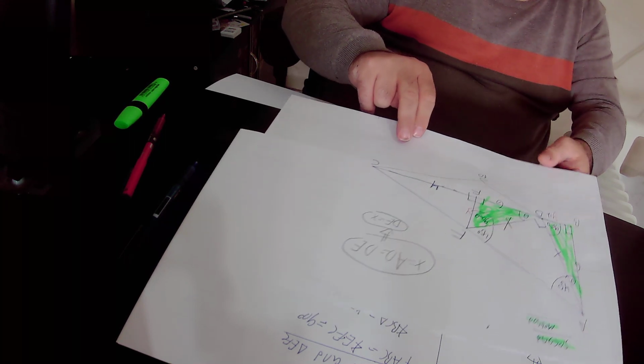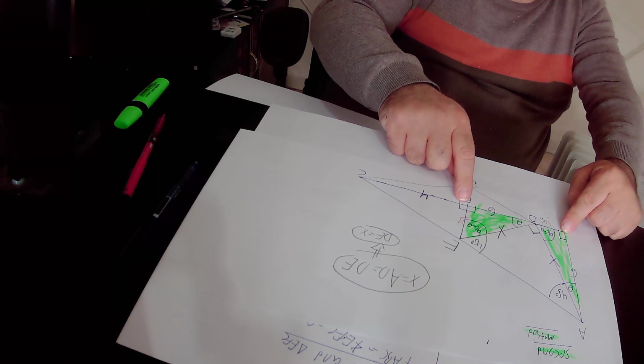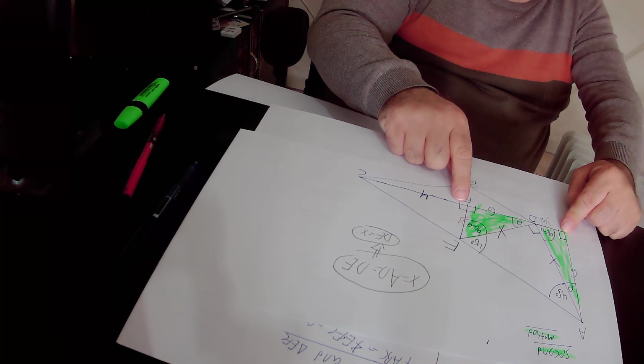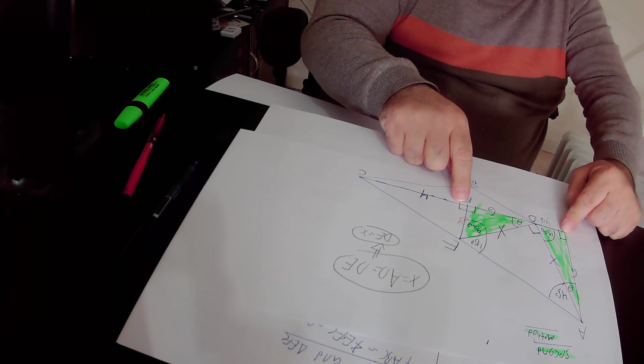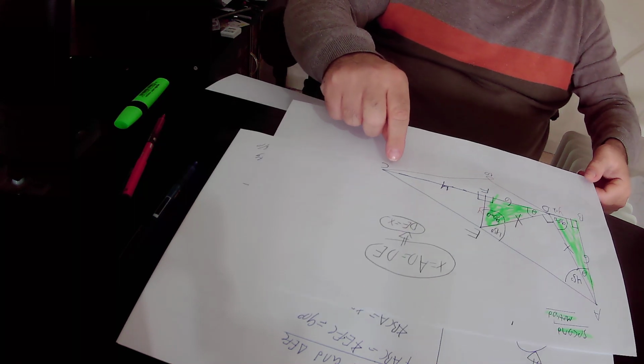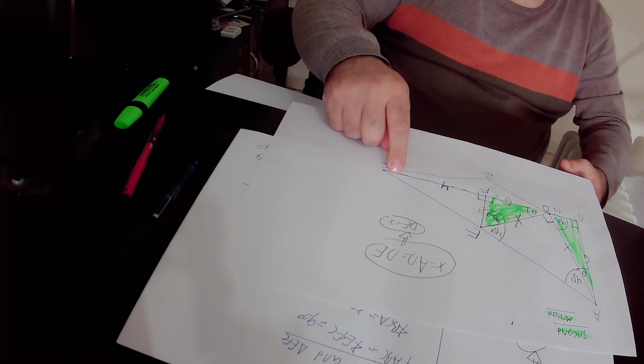Then we proved that the right triangle ABC is similar to the small right triangle EFC. Why are they similar to each other? First of all, they both have a right angle. Those two angles are equal to 90 degrees. And they also have a common angle. This angle is a common angle.